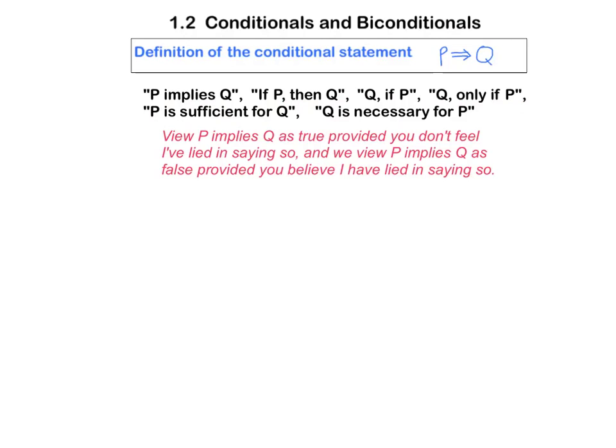For the purposes of understanding what we will eventually accept as the truth table, let's say that we want to view P implies Q as being true, provided you don't feel that I've lied in saying so, and we want to view P implies Q as being false, provided you feel that I have lied in saying so.